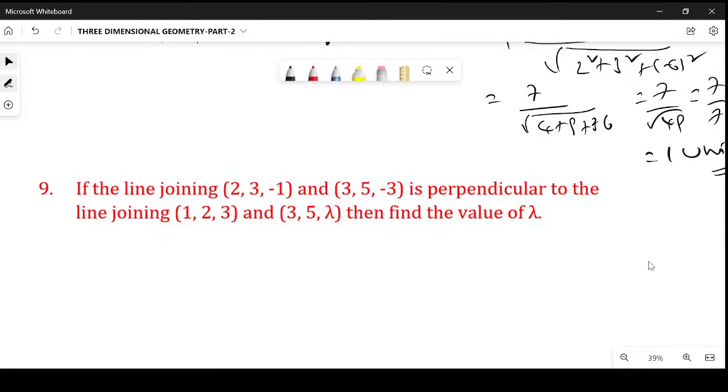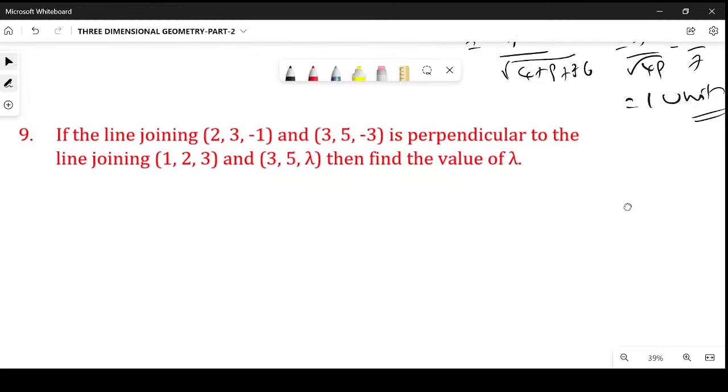Now, if the line joining (2, 3, -1) and (3, 5, -3) is perpendicular to the line joining (1, 2, 3) and (3, 5, lambda), then find the value of lambda. Model is important, simple one.